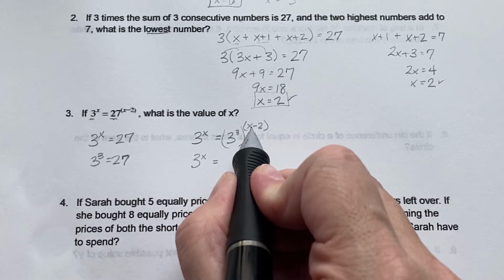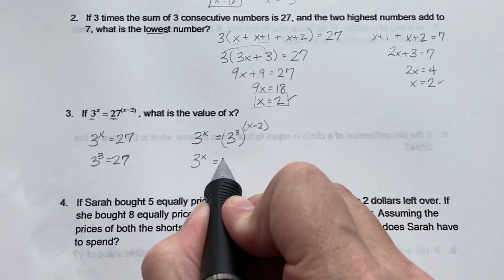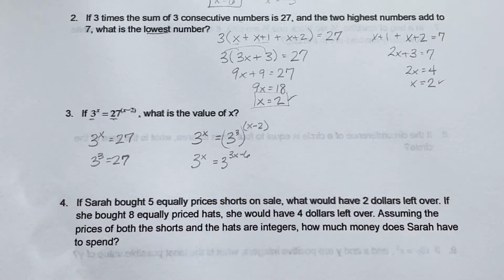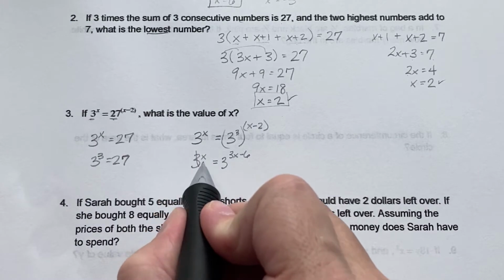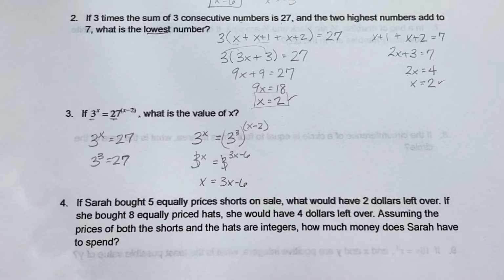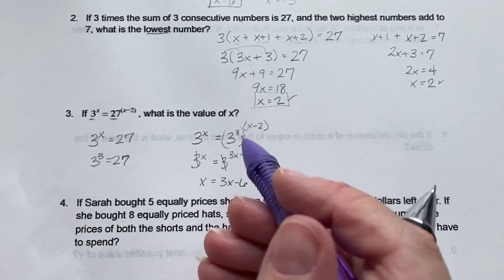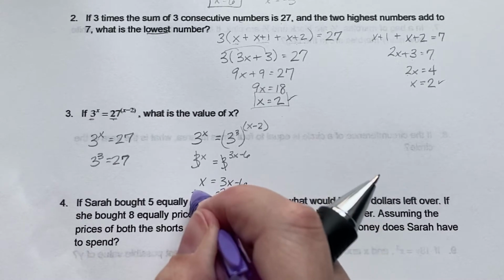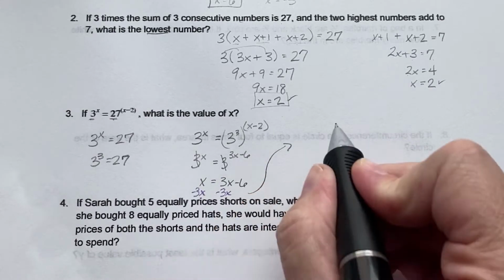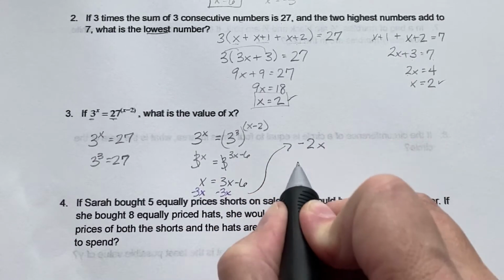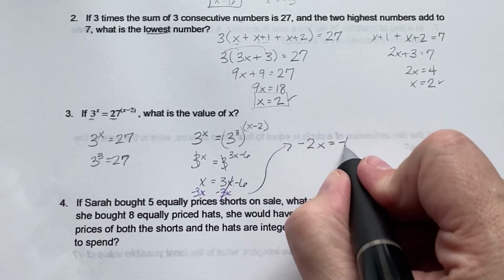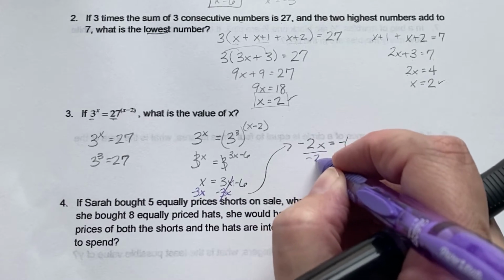Okay, so we get 3x. Anytime you raise a power to a power, you multiply the powers. So we get 3 raised to the 3x, 3 times negative 2, negative 6. Then you're going to drop the bases and then set the powers equal to each other. Okay, and then we'll just subtract the 3x over here. So 1x minus 3x gives us negative 2x equals, what's left on that side is negative 6. And then we'll divide both sides by negative 2.